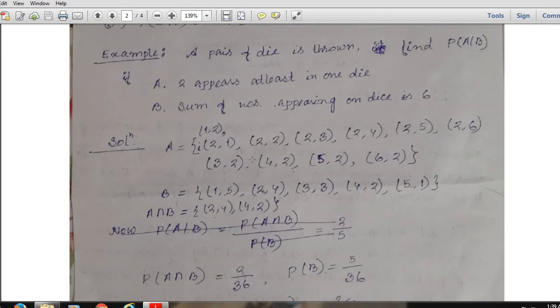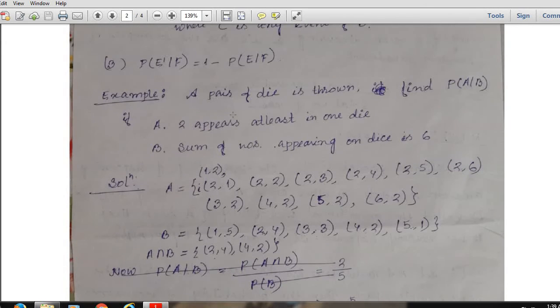Let us take an example. A pair of dice is thrown. Find probability of B given A, if the event A is that 2 appears on at least one die and B is that the sum of numbers appearing on the dice is 6. Here see that if we throw a die, we get a total of 6 possible outcomes, and if we throw a pair of dice, we get a total of 6 times 6 equals 36 possible outcomes.